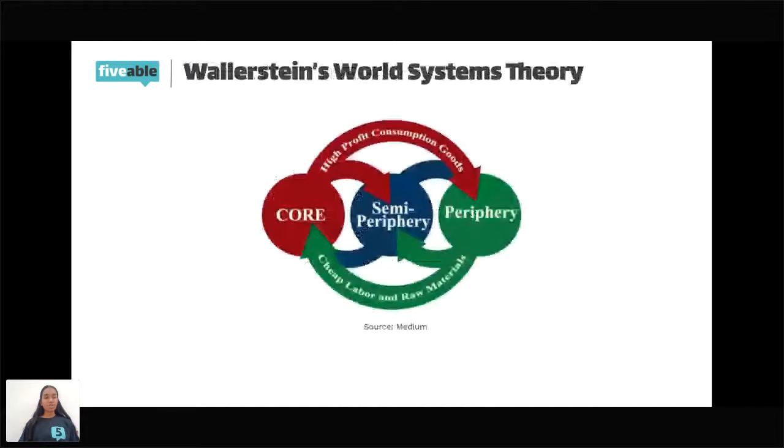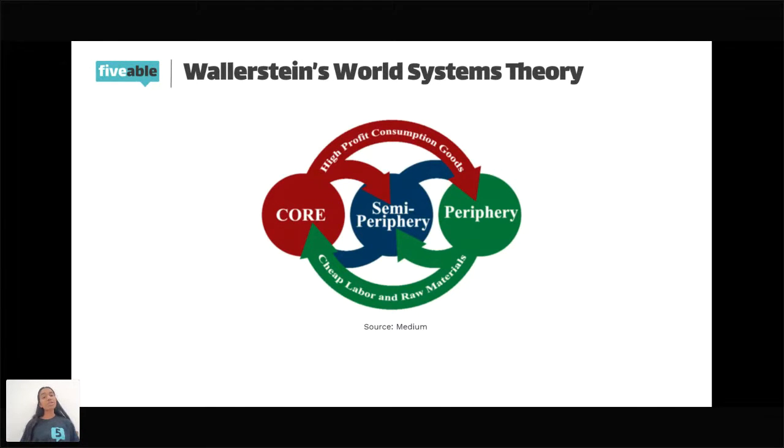So this is Wallerstein's world systems theory. It's another theory about socioeconomic development, but it was developed by Immanuel Wallerstein, and he made this theory based on the idea that all countries are connected and they depend on each other to succeed. So it's an example of a dependency theory. So people depend on each other, countries depend on each other to survive.